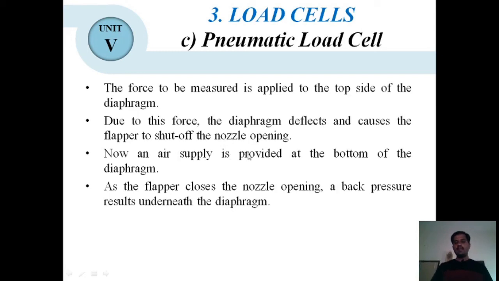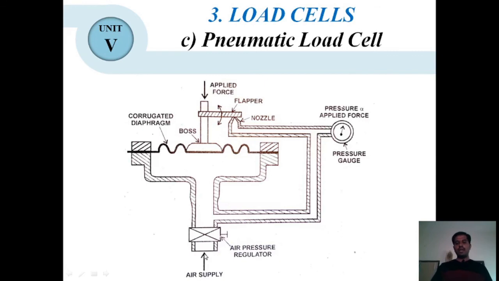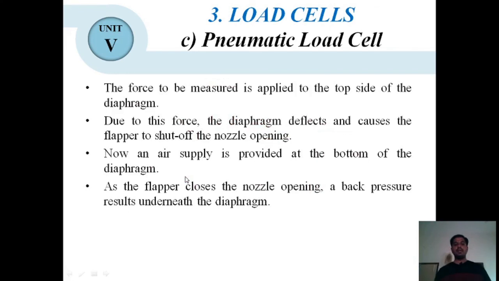Now an air supply is provided at the bottom of the diaphragm. From the bottom of the diaphragm, we will give the air supply. We will supply the air in such a way that it makes the diaphragm move upwards. Here the important element is the regulator. If we change the position of the regulator, automatically the air supply pressure will be increased. So this pressure will now act at the bottom of the diaphragm.